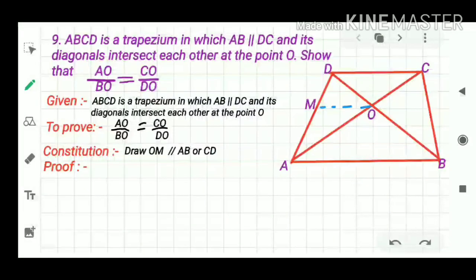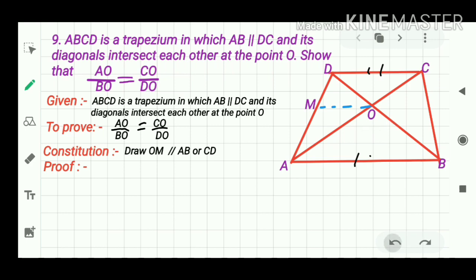Question 9. ABCD is a trapezium in which it is given that AB parallel DC, and diagonals intersect at O, this point. So we have to prove that AO by BO equal to CO by DO. So for proof of this question, we need some construction. Draw OM parallel AB or CD. Since AB parallel CD, therefore if you draw OM parallel AB, then it is obviously parallel to DC. So now we are going to prove it.